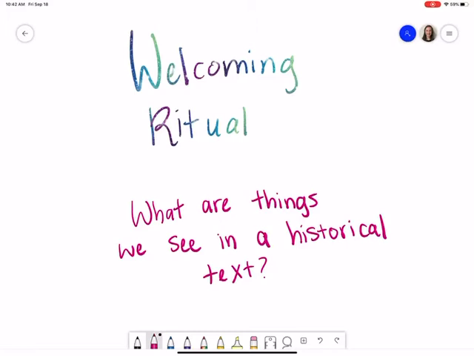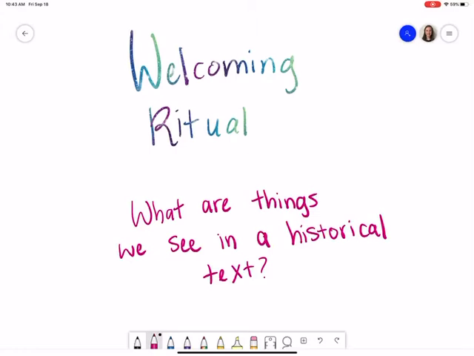Okay, so hopefully you've thought of some things. Some things that we see in a historical text are dates, okay? We're going to see dates of when things happened in maybe people's lives, maybe in the history of a country, in the history of the world, okay? So dates are going to be one of those things.